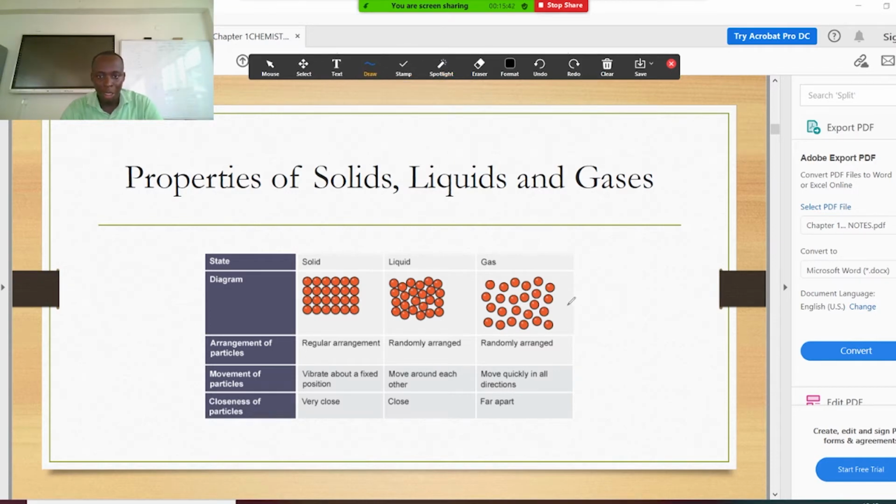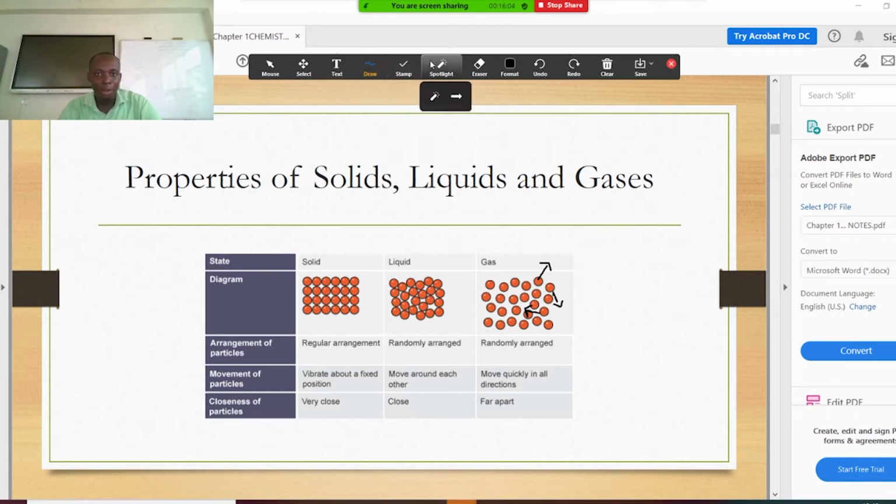You can have this molecule moving here, and this molecule also moving here. So it's non-directional. Their motion is non-directional. They don't have a uniform motion. They move randomly.